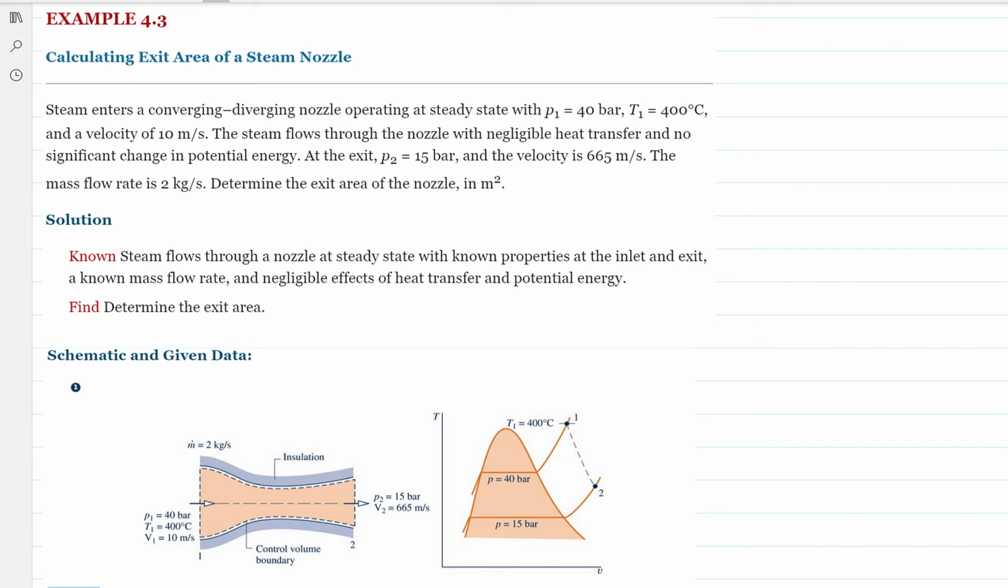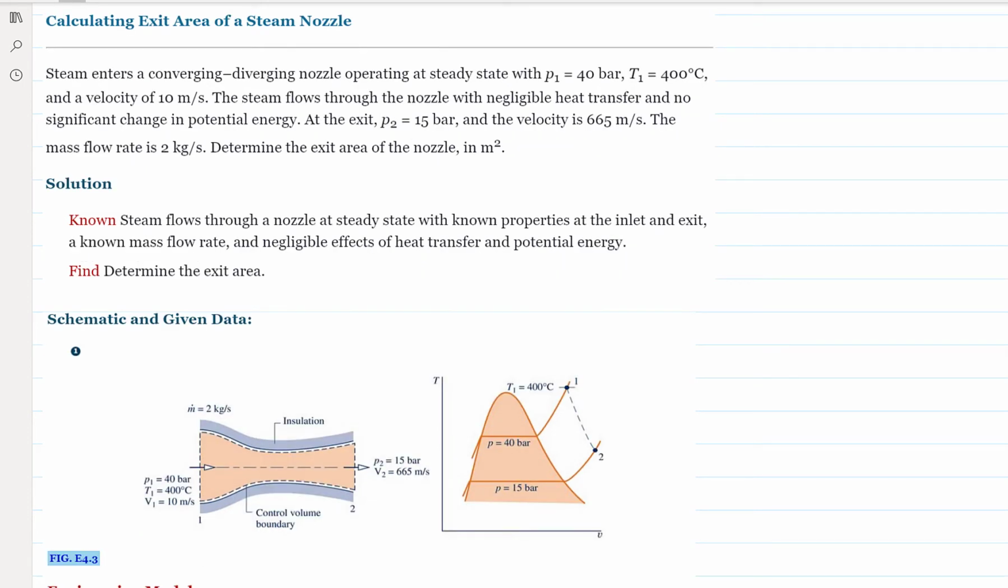At the exit, pressure P2 is 15 bar and the velocity is 665 meters per second. The mass flow rate is 2 kilograms per second. Determine the exit area of the nozzle in meters squared.